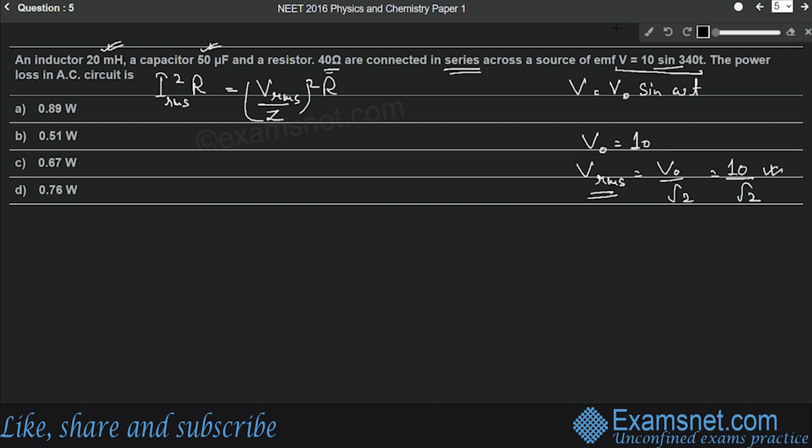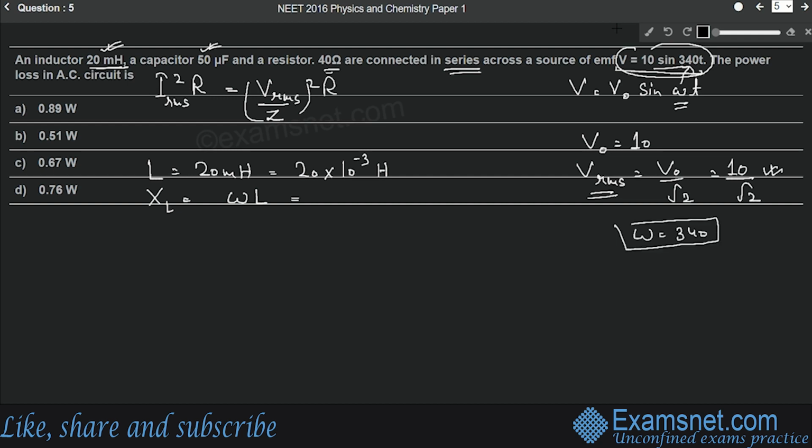Okay, but we don't know the value of impedance. So let's see. In this question, the inductor is 20 millihenry, so inductance is 20 into 10 to the power minus 3 Henry. Using this we can find the inductive reactance, that is XL. It is equal to omega L. This is the formula for inductive reactance. So what is the value of omega? See, in this equation V equals 10 sin 340t, we can compare the value of omega. It is equal to 340. So omega is equal to 340 here.